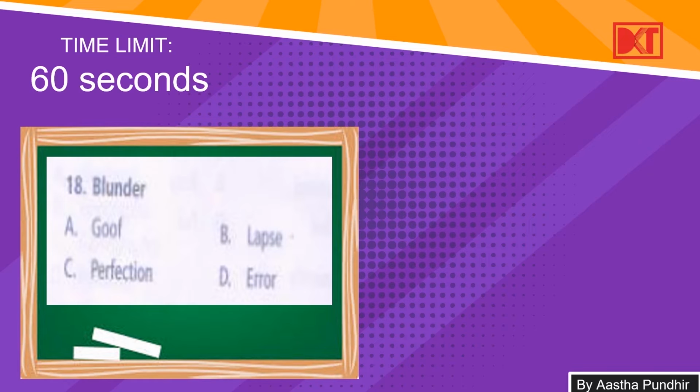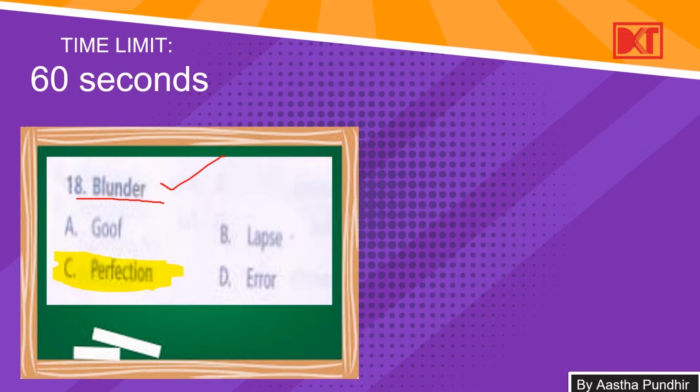Alright, the next word is blunder. Here the options are A goof, B lapse, C perfection, or D error. Now here again the antonym is C perfection. Now blunder, the word given to us, means some sort of mess up or some sort of problem, some sort of mistake that has happened.